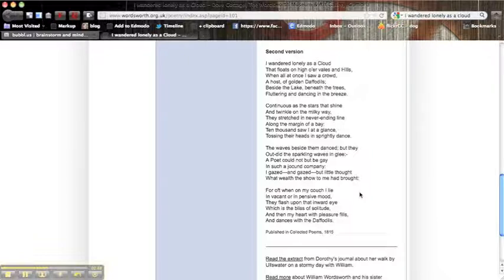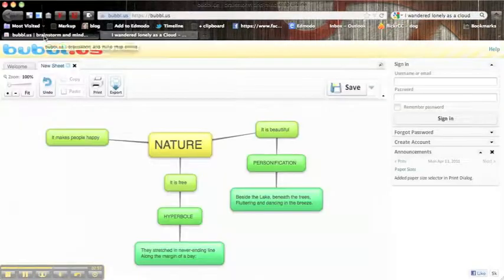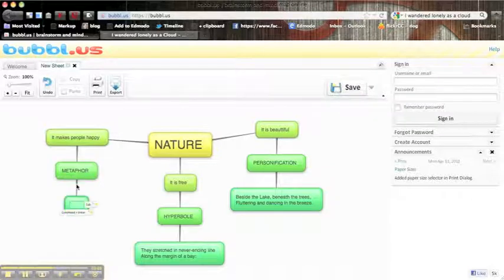The final idea is that nature makes people feel happy. And that's really obvious at the end here when he says, and then my heart with pleasure, something, I can't see it, the screen's so small. Okay, so essentially he's creating a metaphor for his heart, and then that's the quote.